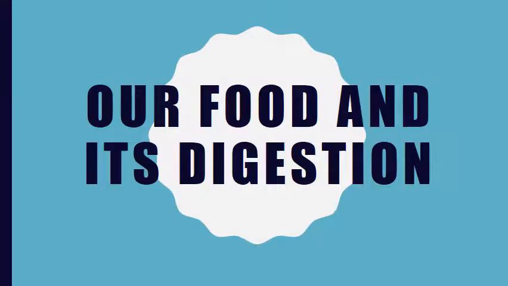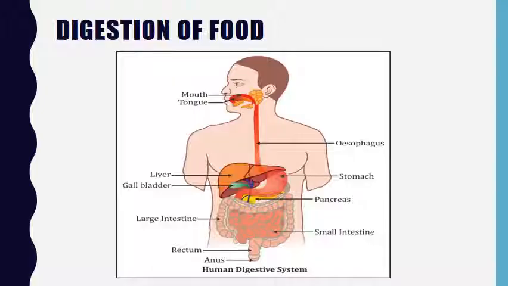So we are learning our fifth chapter, that is food and its digestion. In the previous video we learned about our food, the need of food, and also the different nutrients present in our food like protein, vitamins, carbohydrates, fats, and so on. Now in this video, first we will learn about the digestion of food. Digestion of food means whatever we eat, what happens with this food and where it goes in our body. So in this video we have to learn that.